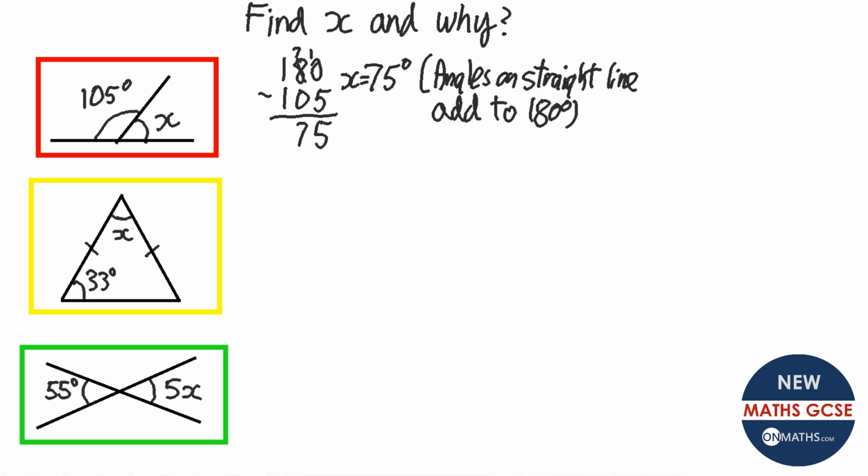Sometimes you'll be asked to do a more complex question where you've got to give a reason for each stage of your working out. What I've just put in brackets there could give you one of the AO2 marks. Right, let's move on to the next one.